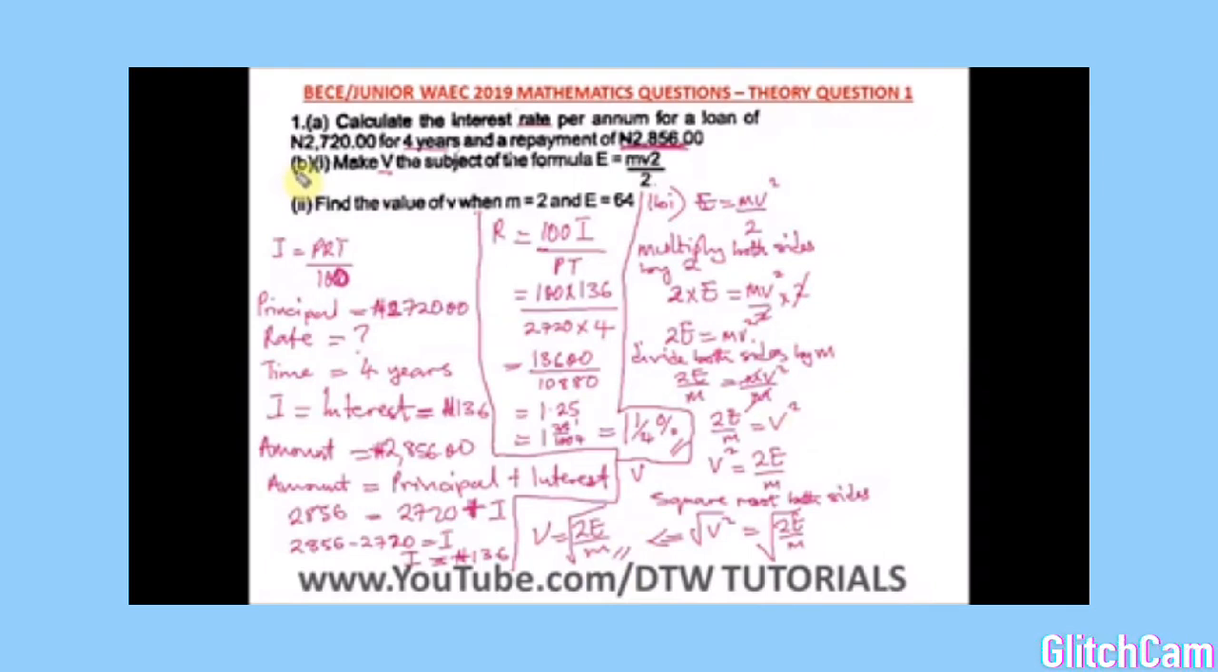Now question B II says find the value of v when m is 2 and E is 64. So this is just substitution. So substitute the values of m equal to 2 and E equal to 64 into this equation. So we have here our answer, which is v is equal to the square root of 2 capital E over m. So here we have the square root of 2 times E, E is 64, all square root over M, M is 2.